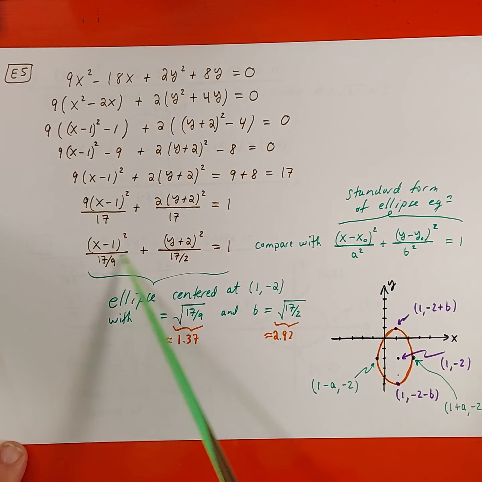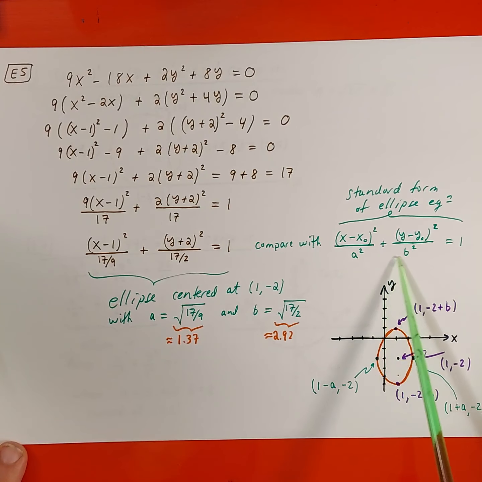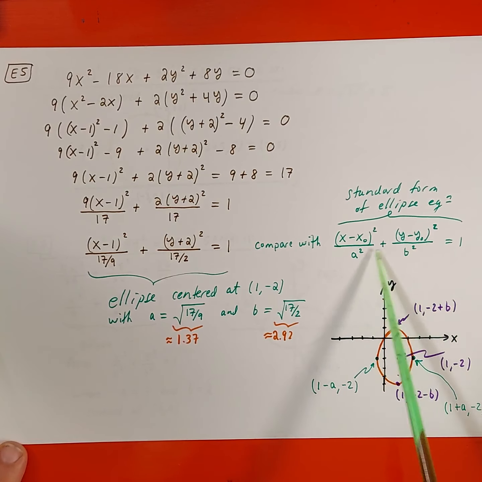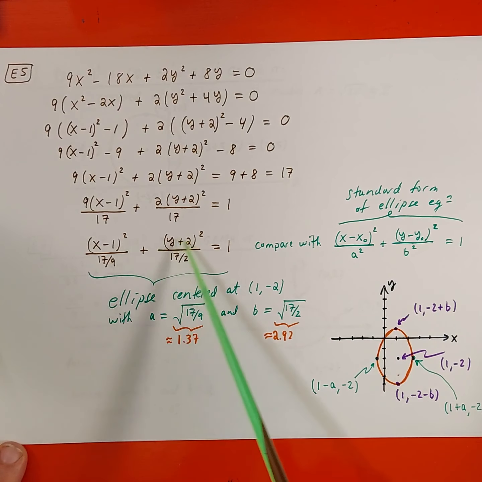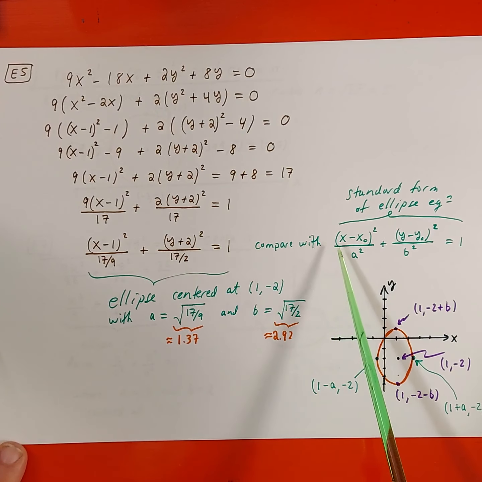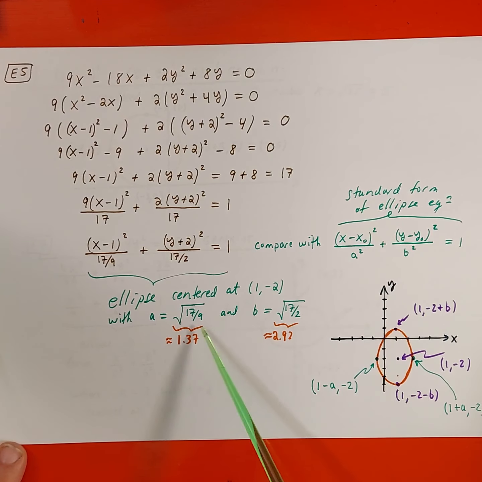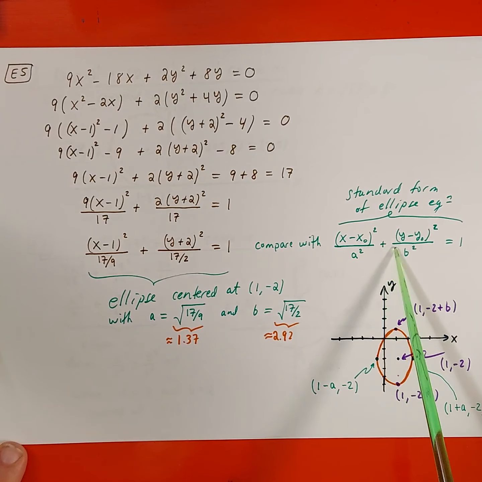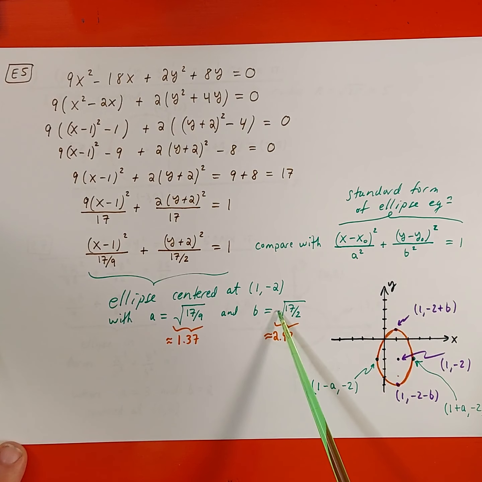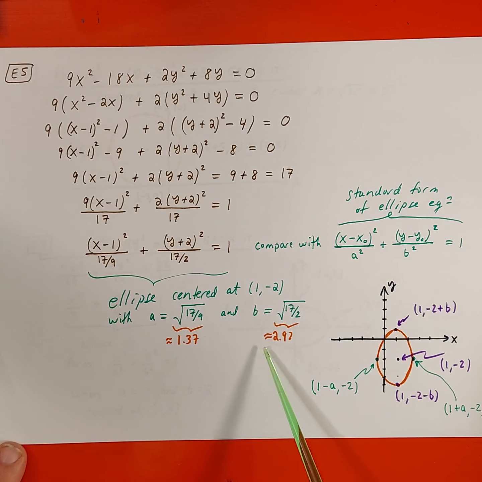And so you can compare this pattern with the standard form of the ellipse equation. And from that, you can see that the center is at 1, comma, minus 2, and that a, if you use that notation, is equal to the square root of 17 over 9, and b is equal to the square root of 17 over 2. Now, in terms of decimals, that's about 1.37 and about 2.93. And so it's pretty simple.